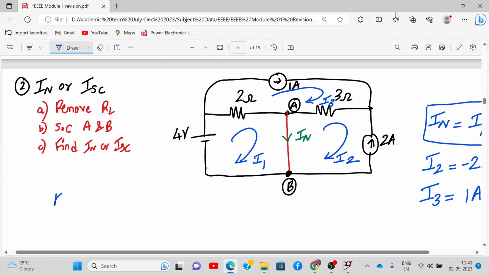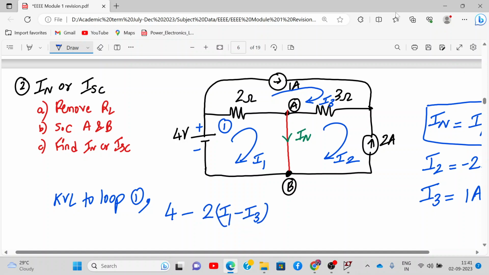We'll apply KVL to loop 1. So this is my loop 1. This is minus plus. So I'll get plus 4 minus 2 (I1 minus I3). And this is nothing, I mean, this is just a short. So equal to 0. Did you understand?